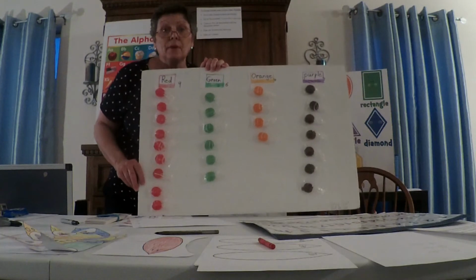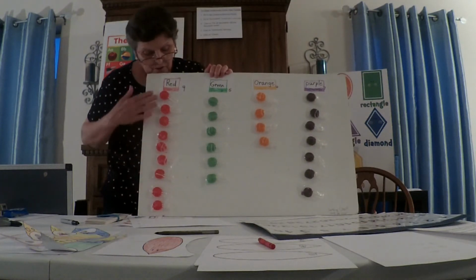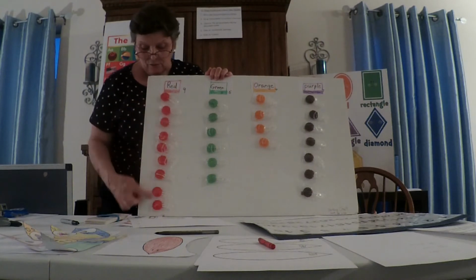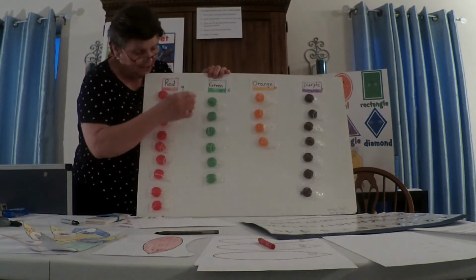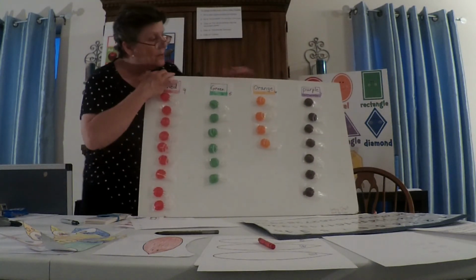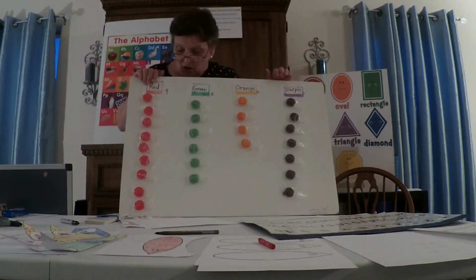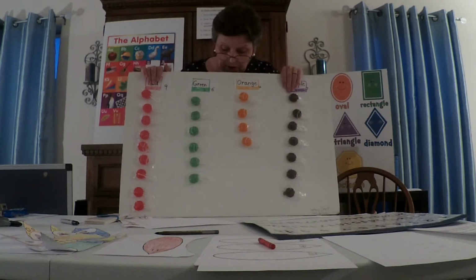Okay, so how many did we have the most of? How many had the most? If you said red, you are correct. We had 9 reds. How many greens did we have? 6. And how many purples did we have? We had 7 purples. So first red, then purple.